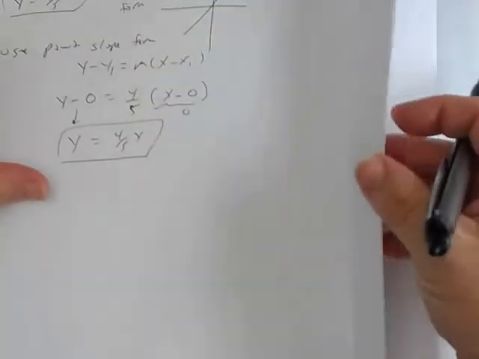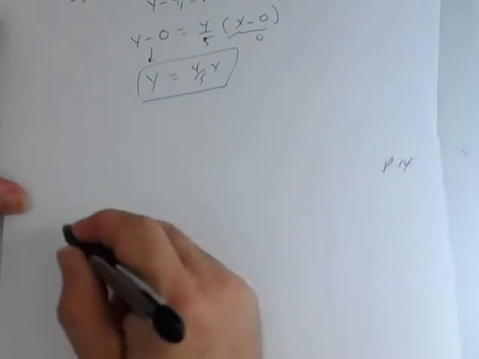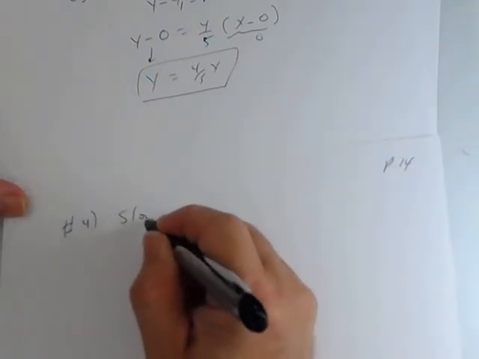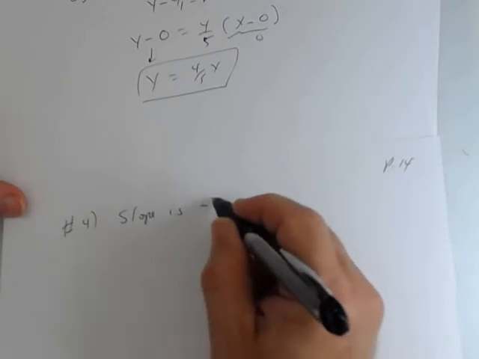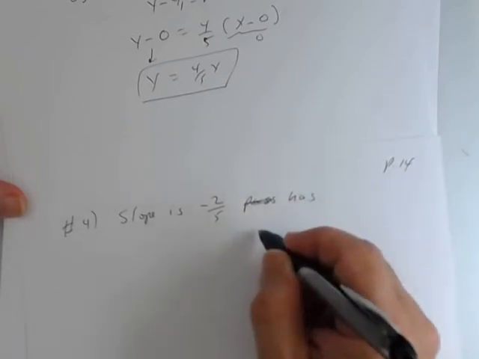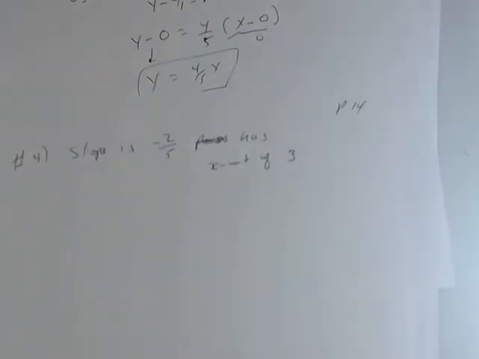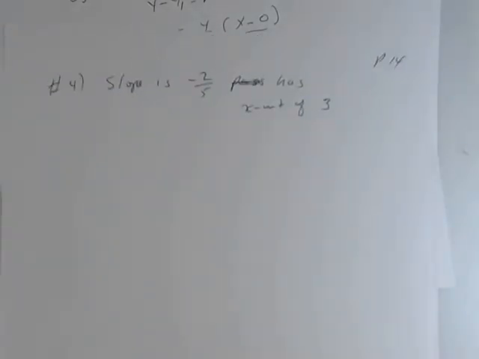Number 4. Suppose the slope is negative 2/5, and it has an x-intercept of 3. So the slope is negative 2/5 and has an x-intercept of 3. Now it's not the y-intercept; it's the x-intercept. So don't say this is y equals negative 2/5 x plus 3. That's not true, because that's not your y-intercept.